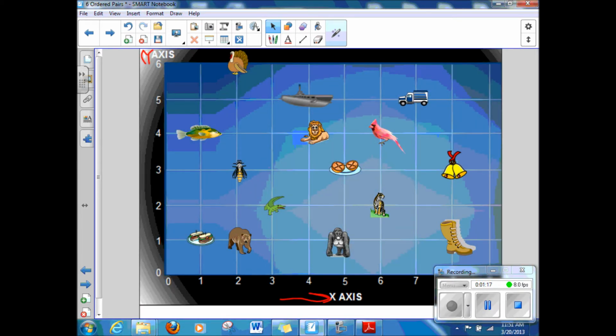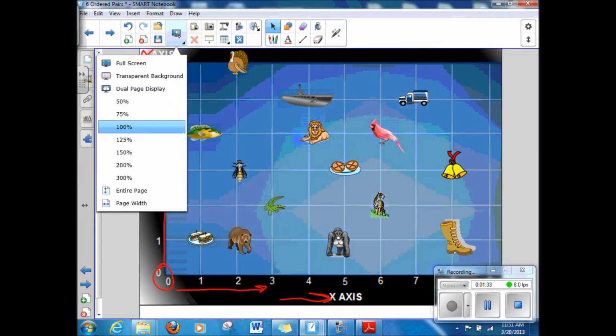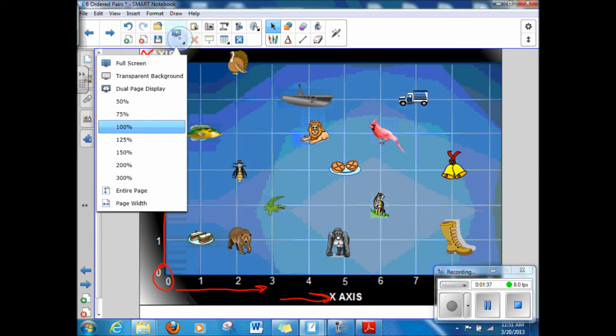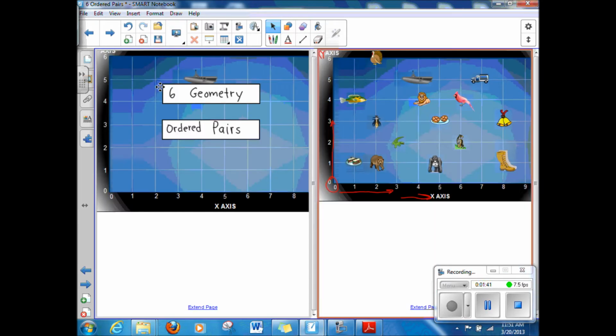So when we talk about ordered pairs, we go starting at 0 always, and we go to the right first with the x-axis, and then after we've gotten there, then we go up on the y-axis. Well, we're going to change this display to dual page, and we'll try that again to see if that'll work. It's been kind of fussy this morning, so I'll use my computer here. Now I've got a dual page display.